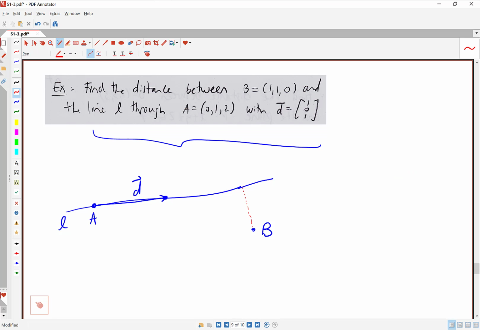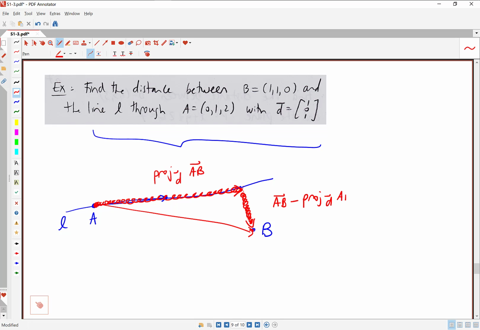What we can do is build a vector going from A to B. We know how to do that because we're given points A and B in the question. We could project this vector onto the direction vector for the line. So imagine doing this projection. This heavy red vector here that we've drawn is the projection onto the direction vector of AB. That would also be relatively easy to calculate because we were given our direction vector in the question. And then we could build this vector here by thinking about a subtraction. So this new red vector would have to be AB minus the projection onto D of AB.